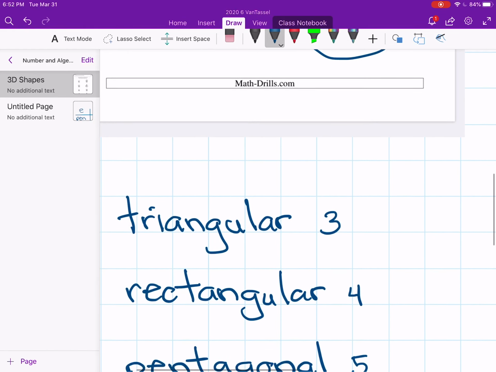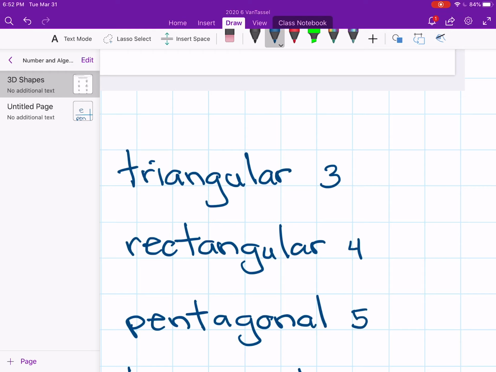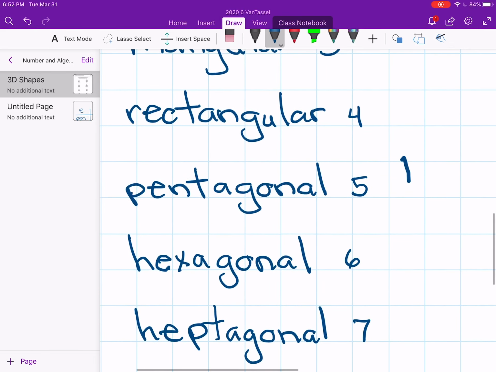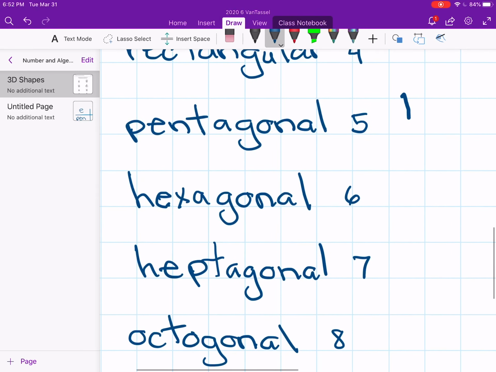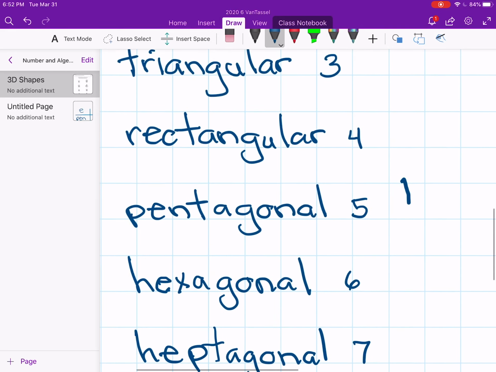I'm going to scroll down here a bit. I put some words here so you can see. If there's 3 sides, it's called triangular. Triangular is the word instead of just triangle. 4 sides, rectangular. 5 sides, pentagonal. 6 sides, hexagonal. 7 sides, which is this one, heptagonal, or some people say heptagonal. And 8 sides, octagonal, and it goes up from there. But it's basically the name of the shape.